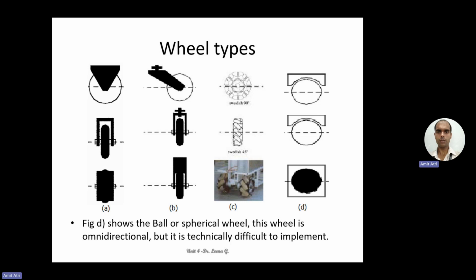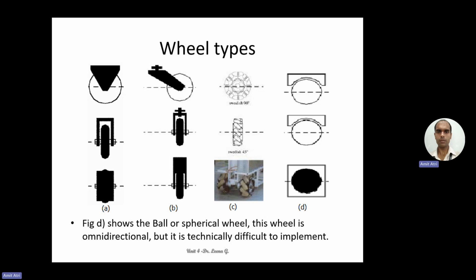The first one, figure A, is the standard wheel. B is the caster wheel. C is the Swedish wheel. D is the spherical wheel. So, from type A to D, the simplicity is more in the first, then reduces in the second, then third, then fourth. And similarly, the capability to move in different dimensions increases. Type A, the standard wheel, is the simplest one, but the steering capability, navigation, and turning of the robot are limited.